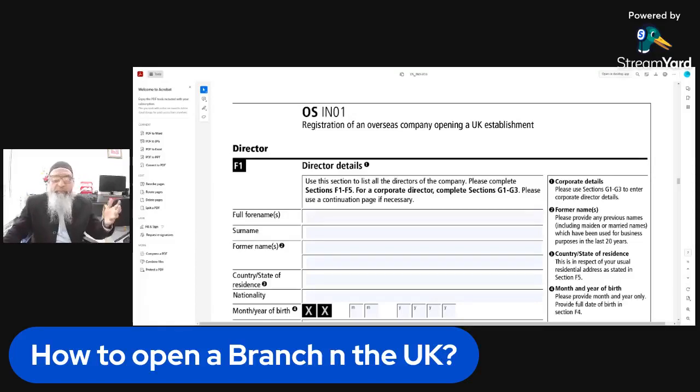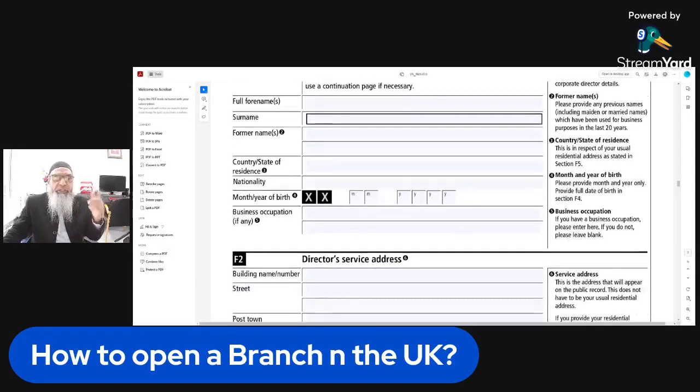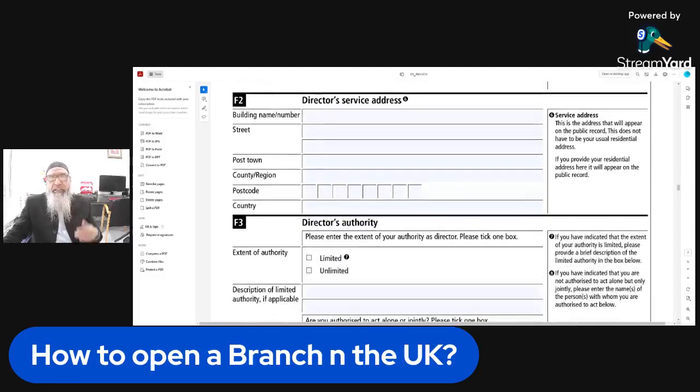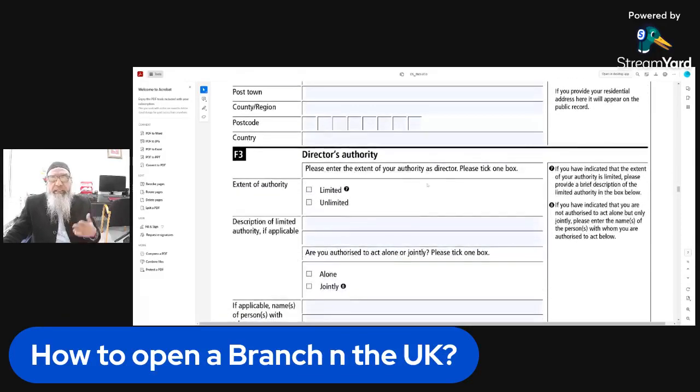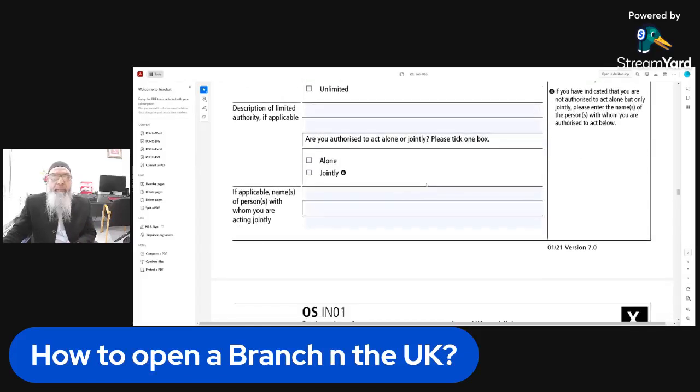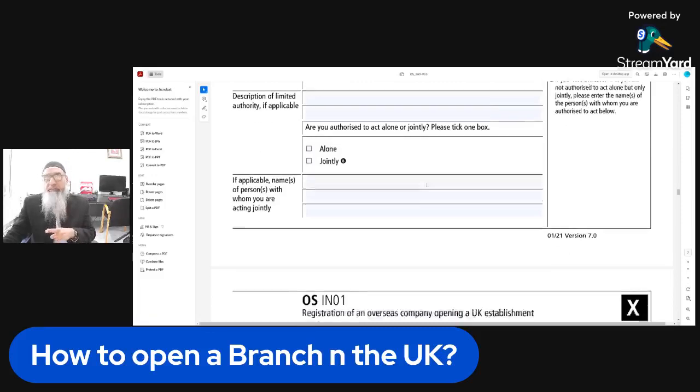So full forename, surname, their former name, state of residence, nationality, date of birth, and business occupation. Director's service address, their address, street, post town, all those details. Then director's authority, whether this is limited, unlimited, or description of limited authority. Are you authorized to act alone or jointly? Alone or jointly, we are supposed to click as required. And then if applicable, names of persons with whom you are acting jointly.